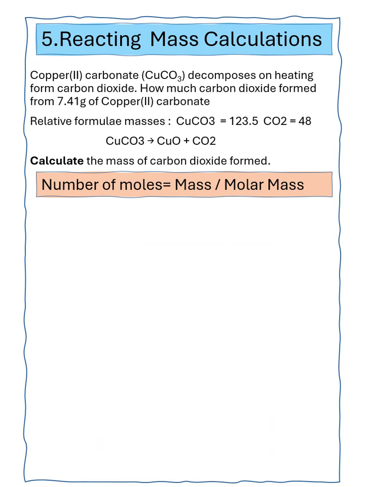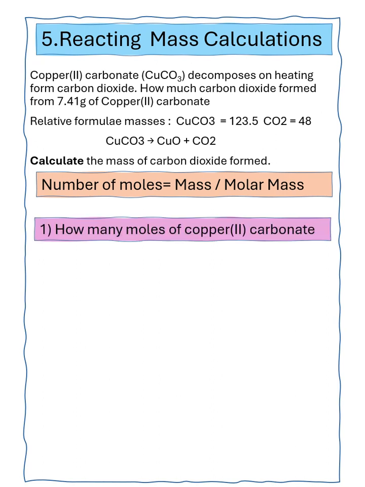Question 5 says copper carbonate decomposes on heating to form carbon dioxide. How much carbon dioxide is formed from 7.41 grams of copper carbonate? Again, we're given the equation and we've got to calculate the mass of carbon dioxide formed. We're going to use the formula number of moles equals mass divided by molar mass. First thing we're going to do is calculate how many moles of copper carbonate we've got.